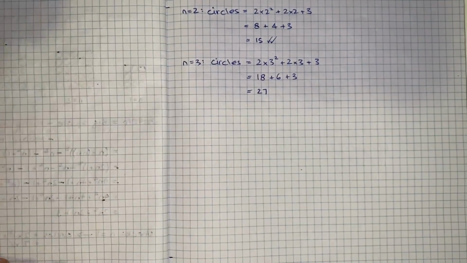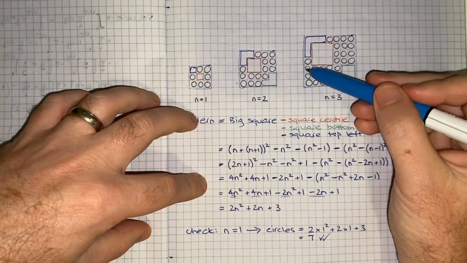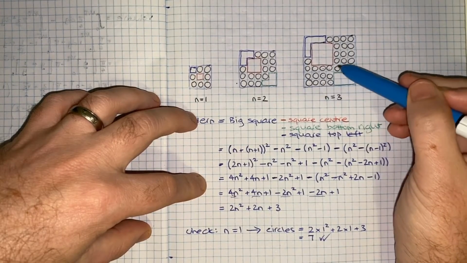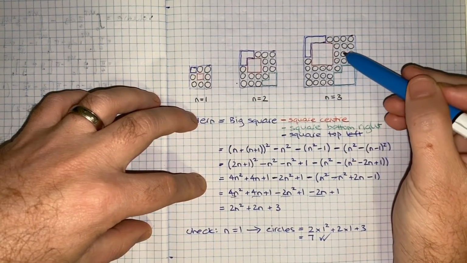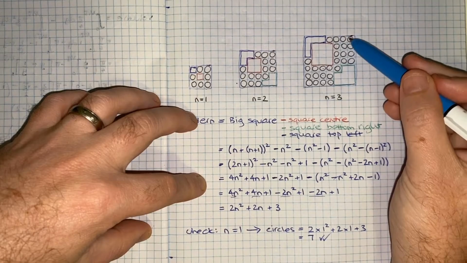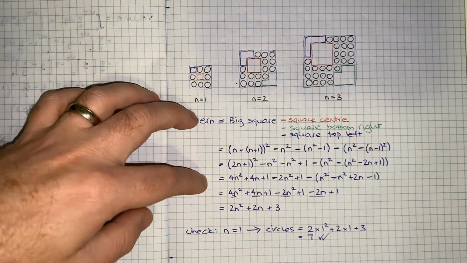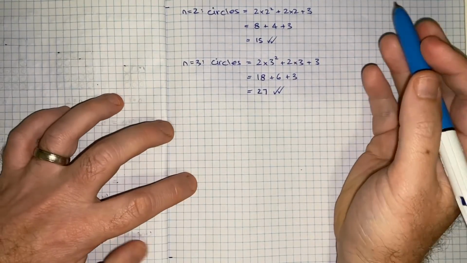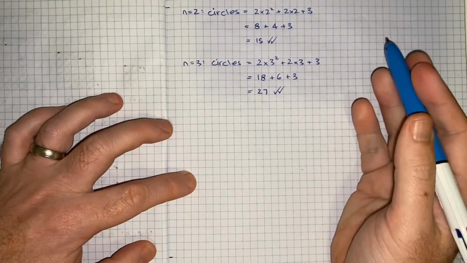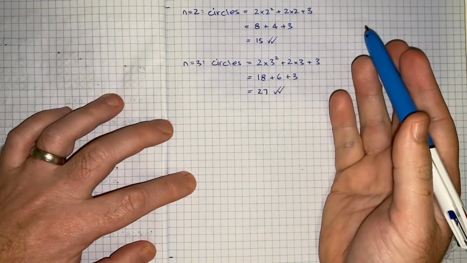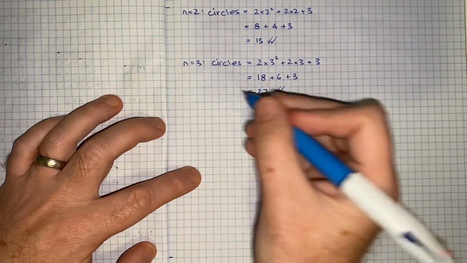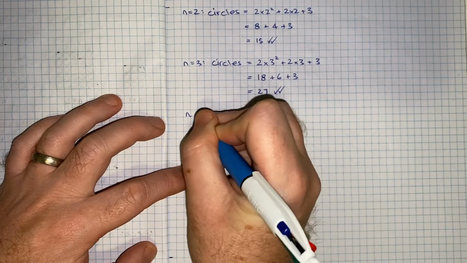So let's go count. 1, 2, 3, 4, 5, 6, 7, 8, 9, 10, 11, 12, 13, 14, 15, 16, 17, 18, 19, 20, 21, 22, 23, 24, 25, 26, 27. All right, so that, I think, should give enough comfort that the formula we've landed on does correctly reflect the pattern. So now we can start thinking, well, what about when n is equal to 10?